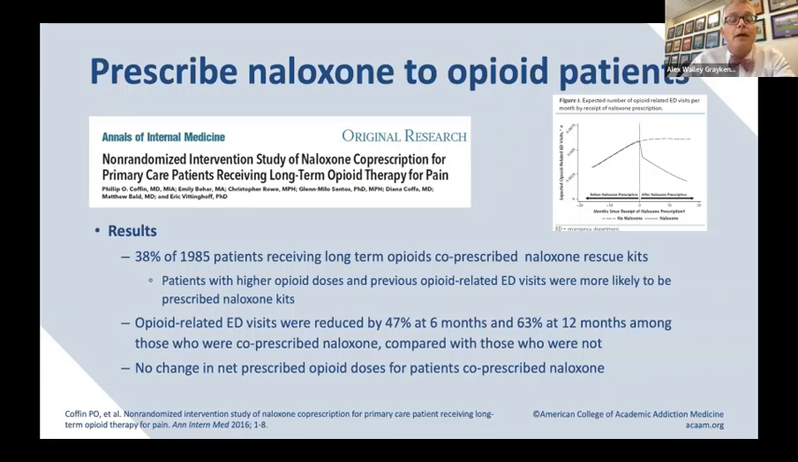In those people who got them, their ED visits were reduced by 47% at 6 months and 63% at 12 months among those who were co-prescribed compared to those who were not. So that's a pretty substantial difference in emergency department utilization. Interestingly, there was no change in net prescribed opioid doses for patients co-prescribed naloxone.